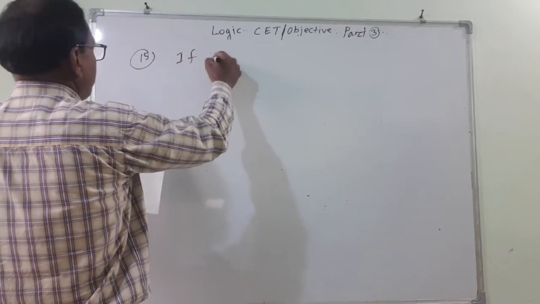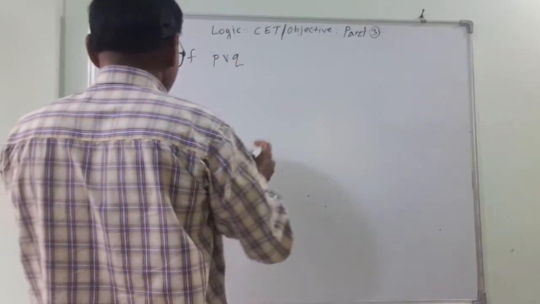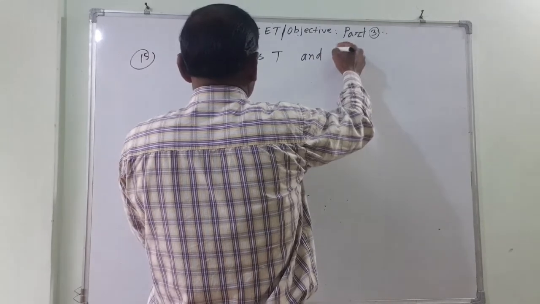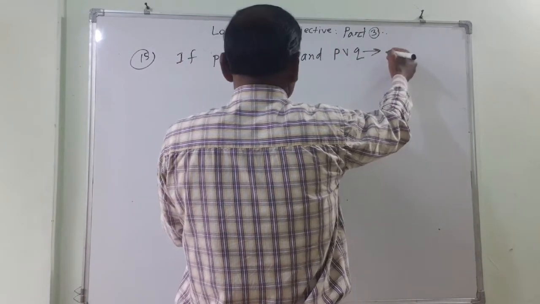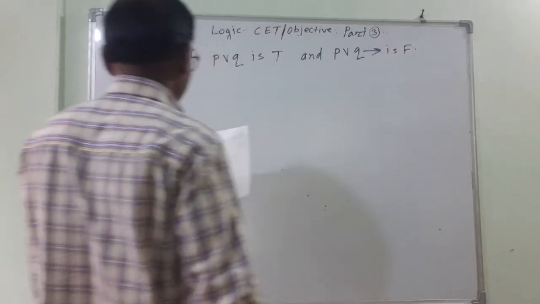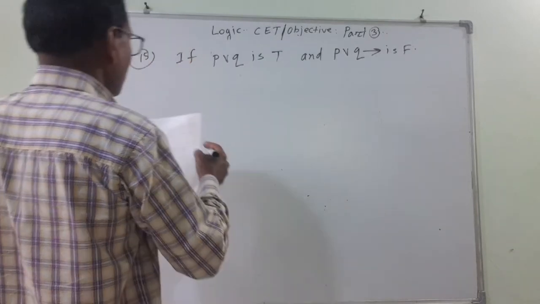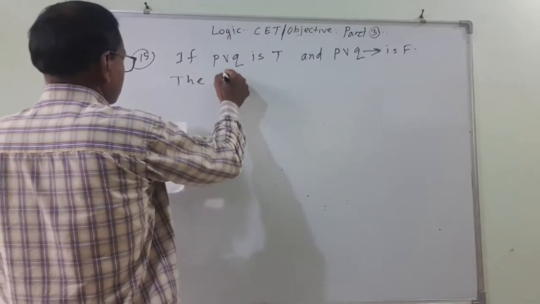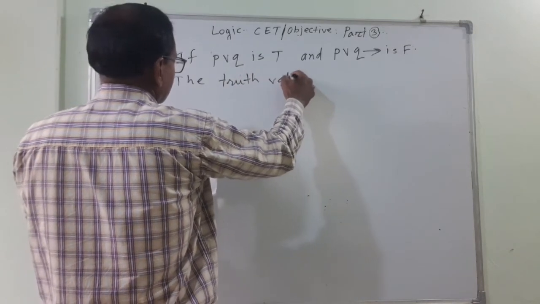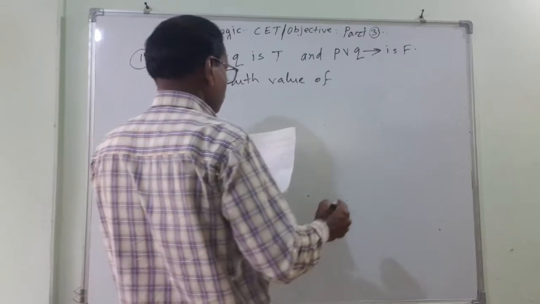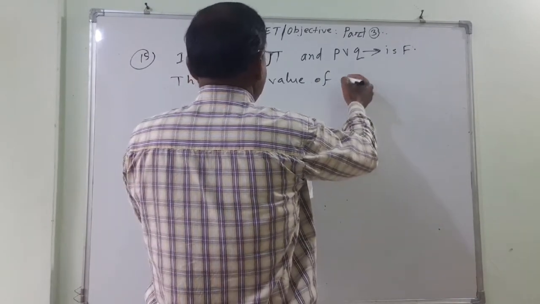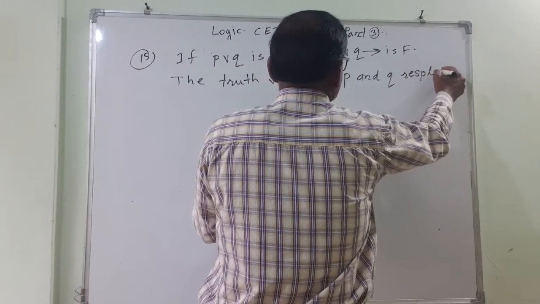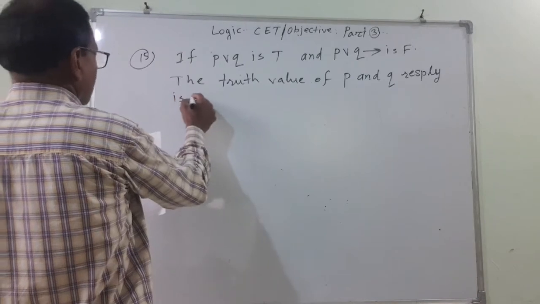If P or Q is true and P or Q implies Q is F, then the truth values of P and Q respectively are?